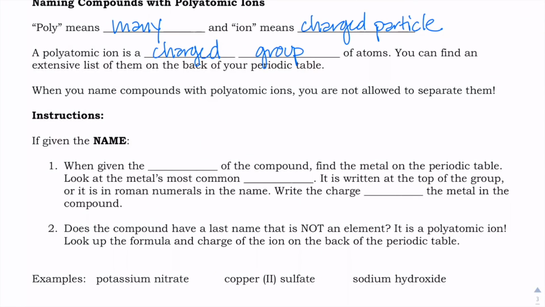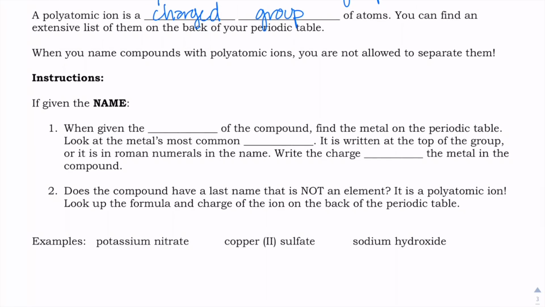Okay, so if you're given the name of a compound, find the metal on the periodic table first and look at the metal's most common charge. It's written at the top of the group, just like the ones you've done before, or it's in Roman numerals in the name. Write the charge above the metal in the compound. So we're going to do that with this first one. We've got potassium, which is K, and its charge is +1. So I'm just going to put a plus there.